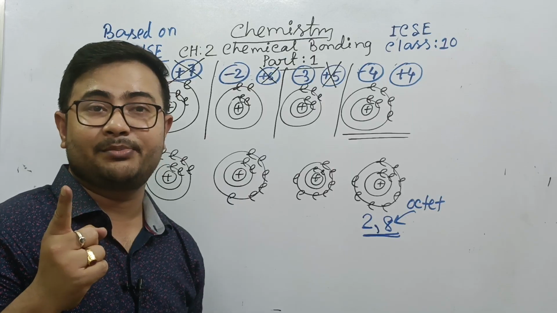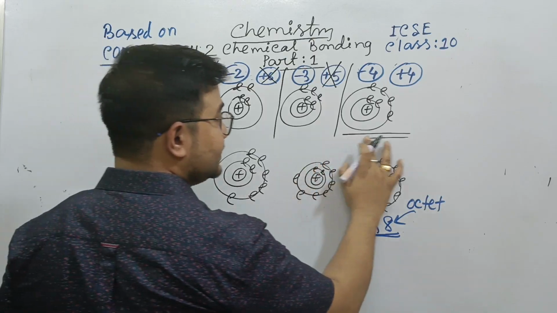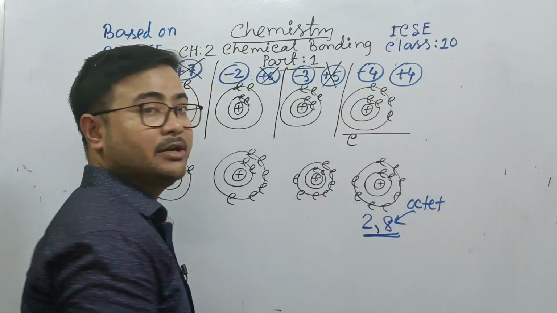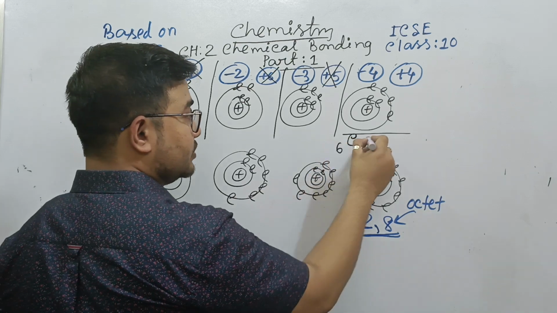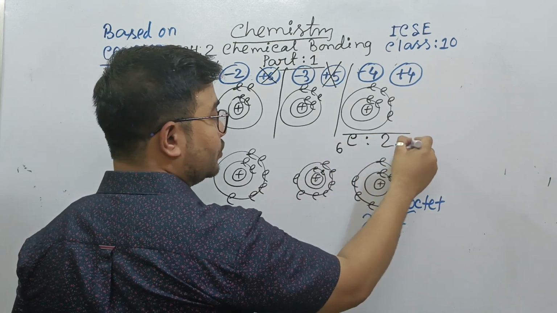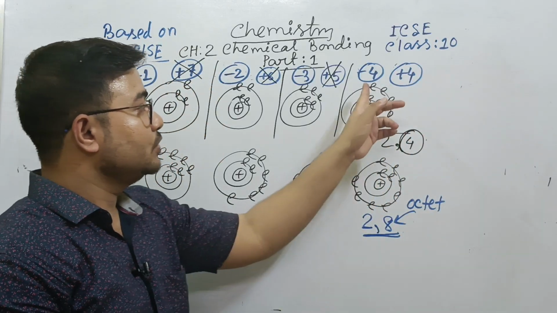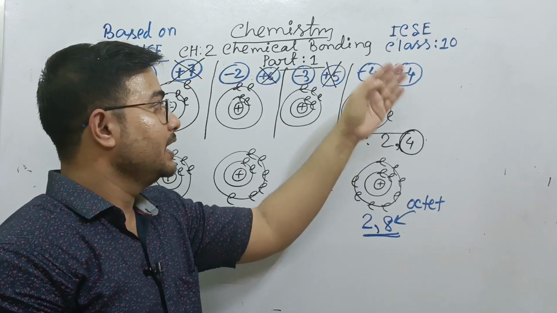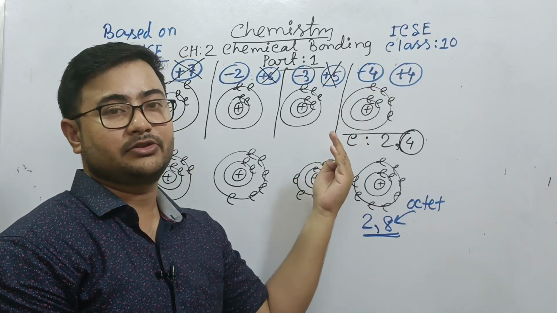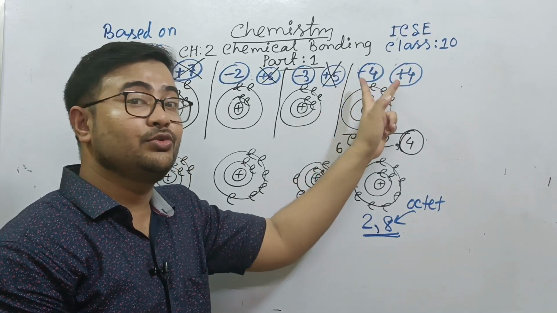Can you give one example? Yes. Example is carbon. What is the atomic number of carbon? 6. So 6 means 2, 4. So 4 means if it loses 4 electrons, then it is stable. If it accepts 4 electrons, this is also stable. So we cannot choose which one is possible.